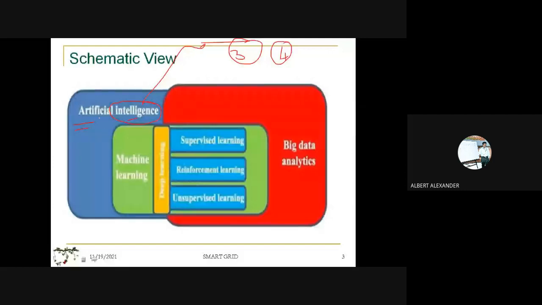That is, we are making the systems to learn. It is called system learning. That is called machine learning. What is meant by learning? Learning means the tuning is called learning.